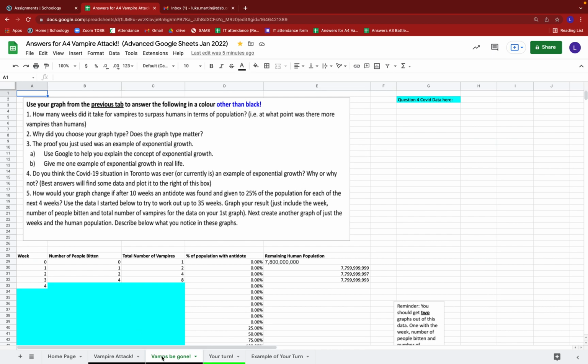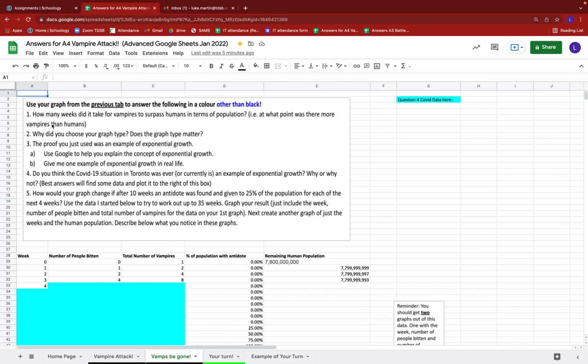Here we are on the third tab over that says Vamps Be Gone. This is a much better scenario for humanity as we come up with an antidote or a vaccine that helps prevent the vampire from having the explosive exponential growth. So I'm going to walk you through how to do this part in case you're having trouble with anything in here.